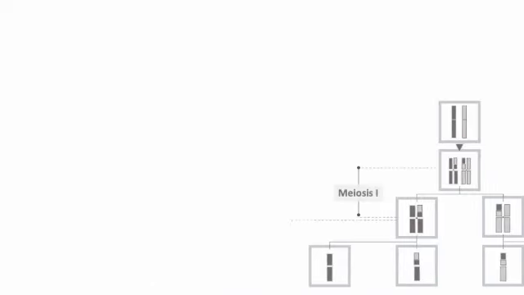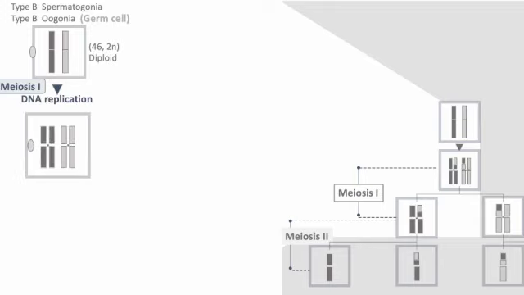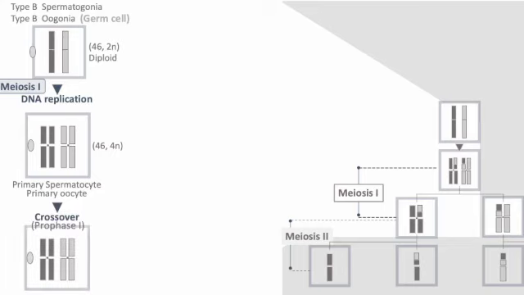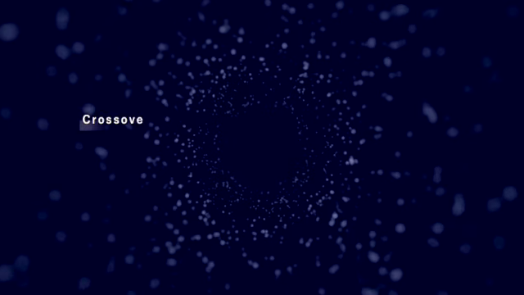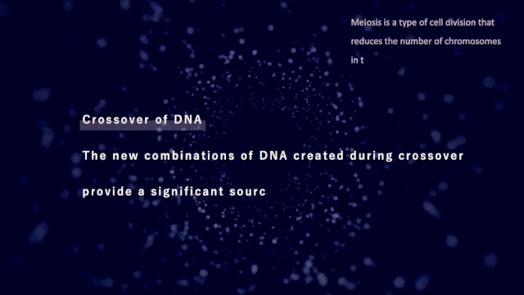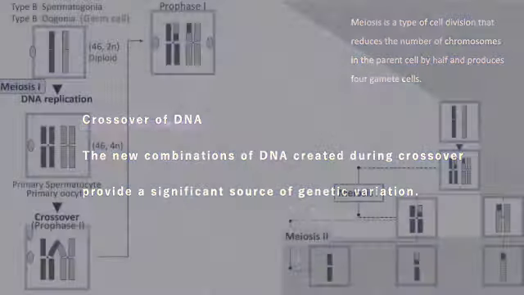Before meiosis begins, the DNA in each chromosome is replicated. It is called primary spermatocyte or primary oocyte. During prophase 1, homologous chromosomes will line up and DNA sequences can be exchanged between the homologous chromosomes. This is called crossover or crossing over. The new combinations of DNA created during crossover provide a significant source of genetic variation.